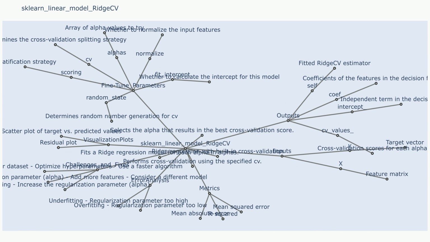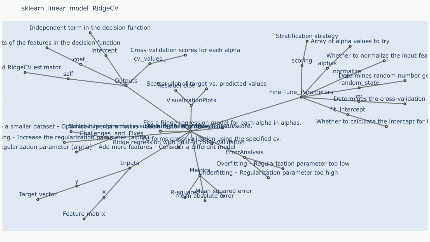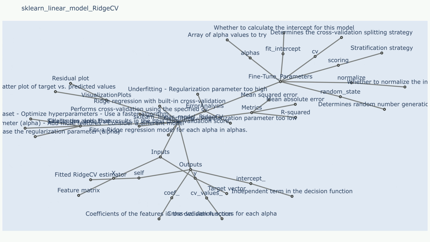Inputs. Alphas: a list or array of alpha values to be considered during cross-validation. Each alpha value represents the strength of the regularization penalty. Fit intercept: a boolean indicating whether to calculate the intercept term in the linear model. Normalize: a boolean indicating whether to normalize the features before fitting the model. CV: an integer or a cross-validation generator object determining the number of folds for cross-validation. Scoring: a string or callable object specifying the scoring metric to use during cross-validation. GCV mode: a string indicating the type of generalized cross-validation, GCV, to use, if applicable.